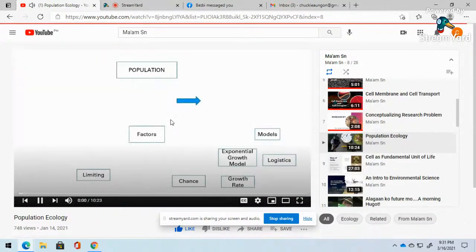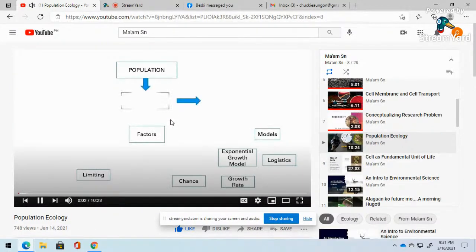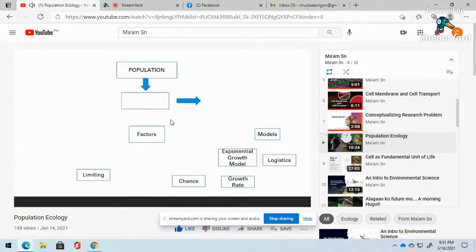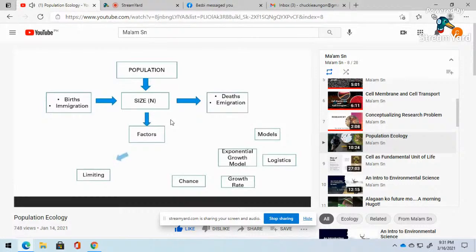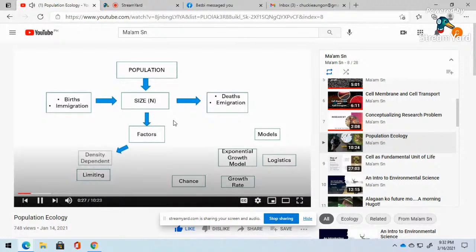The health of a population is dependent on population size. To increase population size, we need birth and immigration, and it decreases through deaths and emigration. There are also factors affecting population growth. We have the density-dependent factor that limits the growth based on the density of the population.